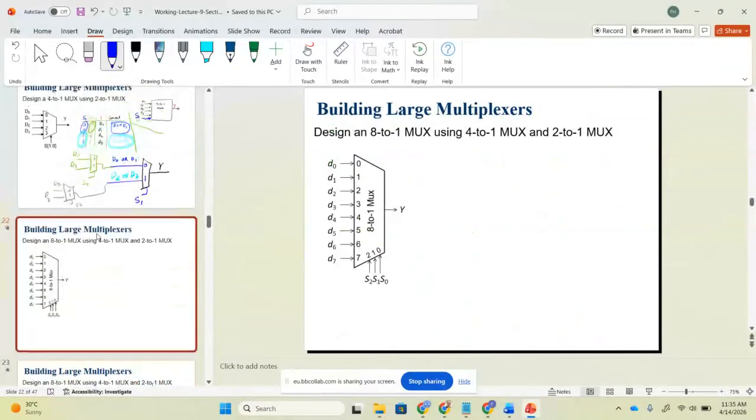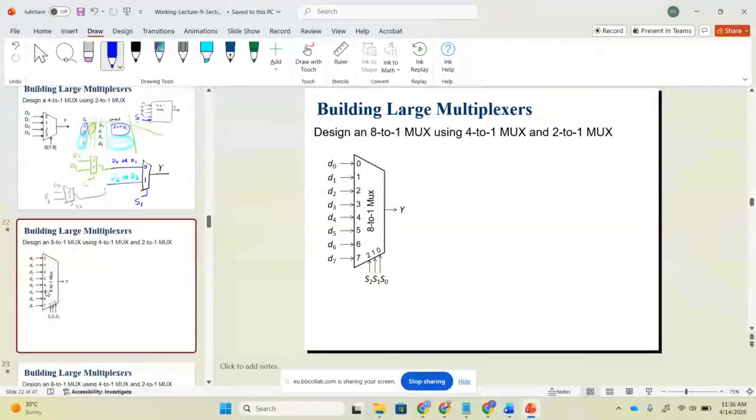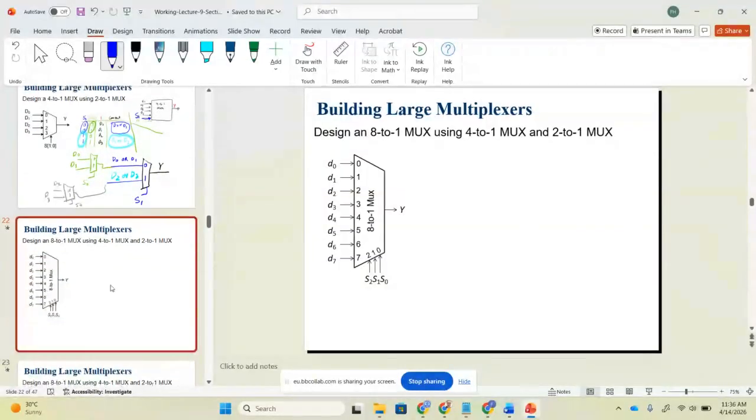Clear. Okay, now following the same argument, what is our objective? In the previous example, we designed a 4-to-1 multiplexer using 2-to-1 multiplexer. Now we are solving another problem. We want to design an 8-to-1 multiplexer using 4-to-1 multiplexer and 2-to-1 multiplexer. Got it or not got it? Any question? Clear?